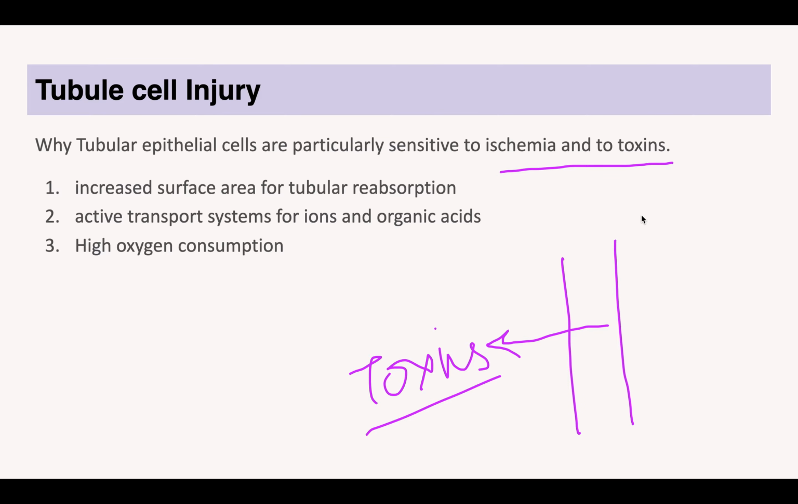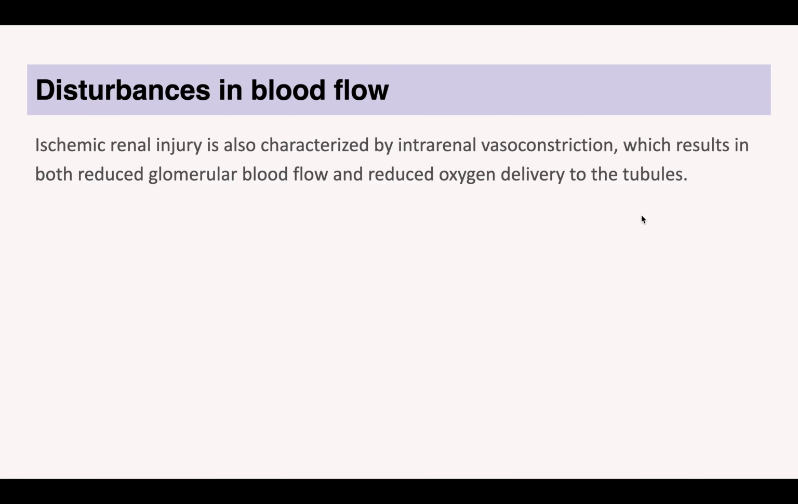Also there is an active transport system for ions and organic acids. Because the tubules have to work so much, they have a very high oxygen consumption. So if there is ischemia, they are very sensitive to it. If there is ischemia, there will be decreased oxygen, and it will lead to tubule cell injury. Secondly, there is disturbance of the blood flow. If there is ischemia to the kidney, it will lead to vasoconstriction in the renal vessels.